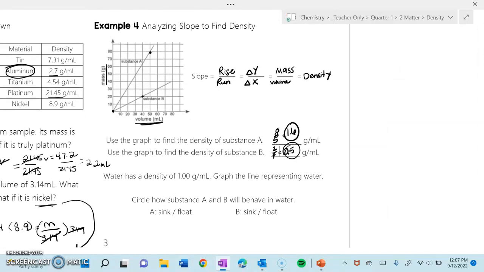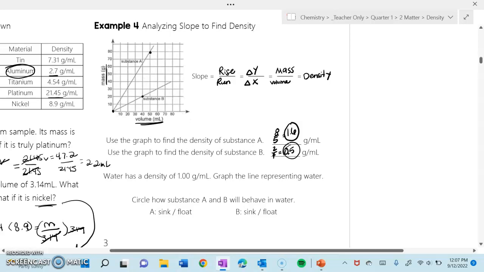Water has a density of 1 gram per milliliter. Graph the line representing water. If its density is 1, that means its rise over run needs to be 1 change in mass to 1 change in volume. So I'm going to plot 10 and 10, 20 and 20, 30 and 30, 40 and 40, and so on, giving us a slope of 1, where the change in mass is the same as the change in volume. So this would be the slope of water on a mass versus volume graph.